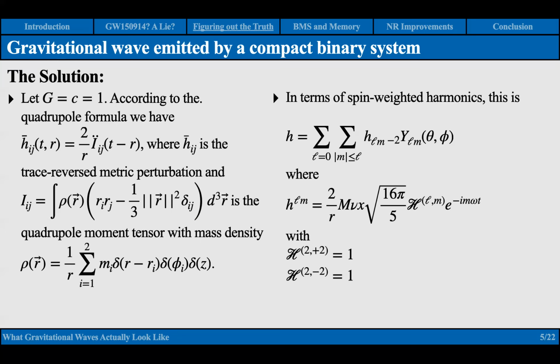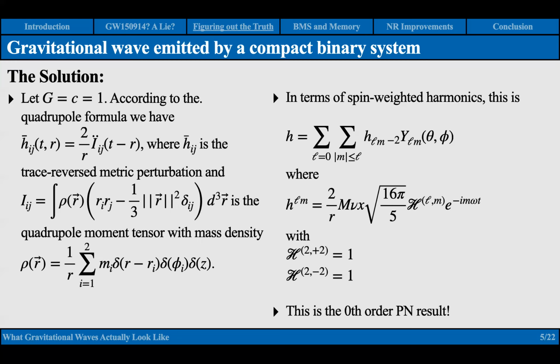And then you just have your time dependence, which goes as e to the minus i m omega t, where here m is just going to be 2. And congratulations, you've just derived the 0th order PN result. And in the analytical community, people are really obsessed with deriving PN results because they essentially tell you what your waveform should look like in the early inspiral of your binary system.